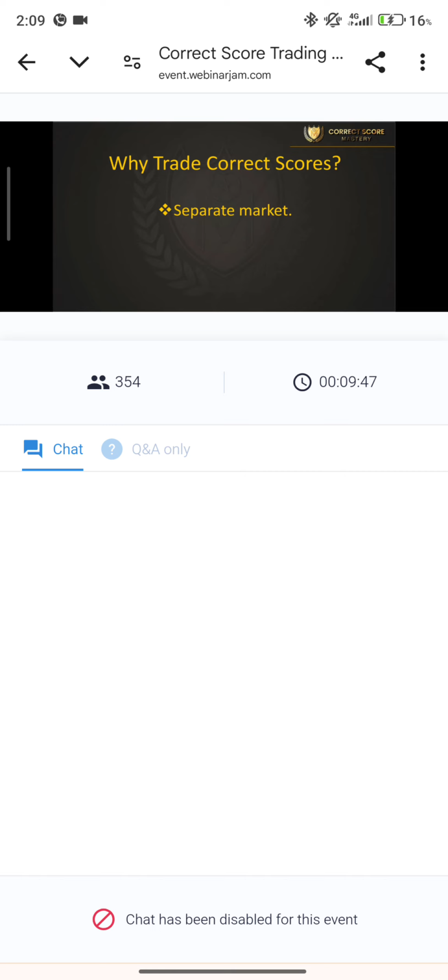Okay, so you could be laying a draw or doing something in the match odds market, but you could also have the correct score market on the same match and you could still be profitable on both. So it almost adds a whole new dimension to your football trading. And at the same time, trading correct scores is a very flexible market.